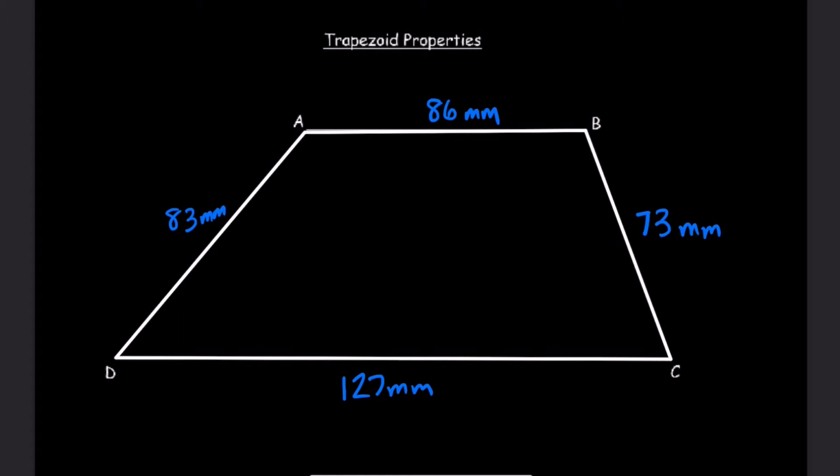So no relationship whatsoever with the sides. All four sides are different. That doesn't mean that they have to be, but they're not necessarily going to be congruent either.